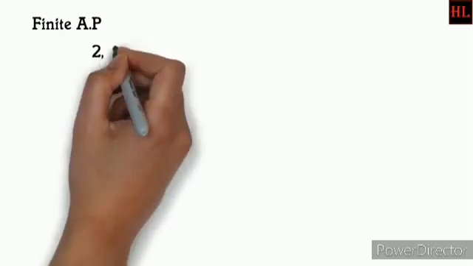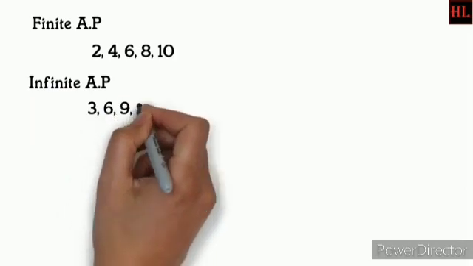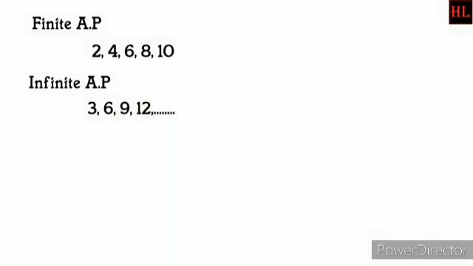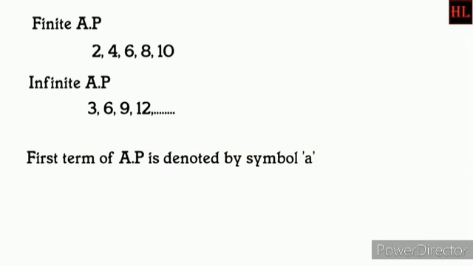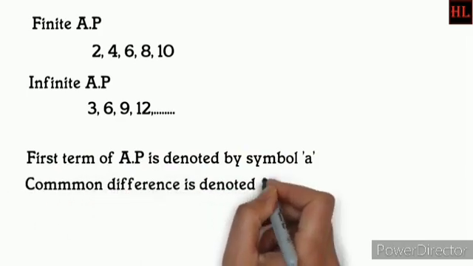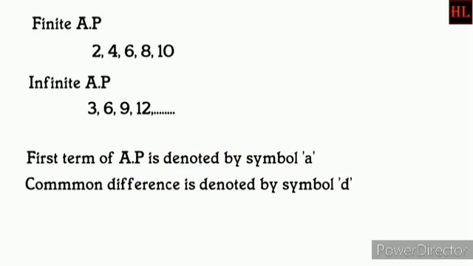Finite and infinite arithmetic progression. AP stands for arithmetic progression. In this example, 2, 4, 6, 8 and 10, there are a finite number of terms. That's why we call it a finite AP. In an infinite AP, the example 3, 6, 9, 12 and dots are mentioned. There are infinite numbers. There is no end. That's why we call it an infinite arithmetic progression. The first term of an AP is denoted by the symbol a and the common difference is denoted by the symbol d.